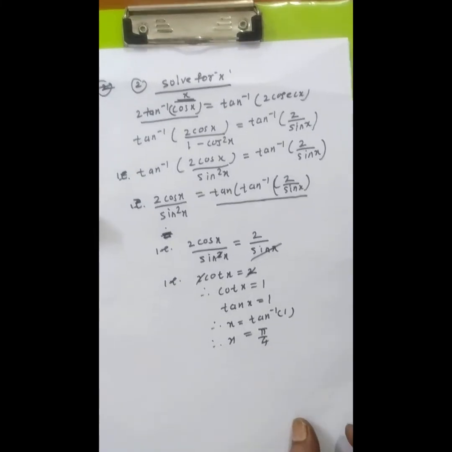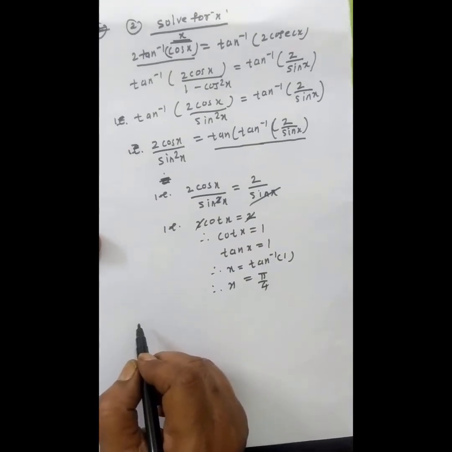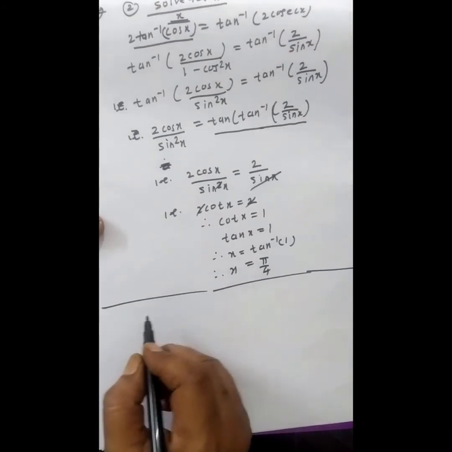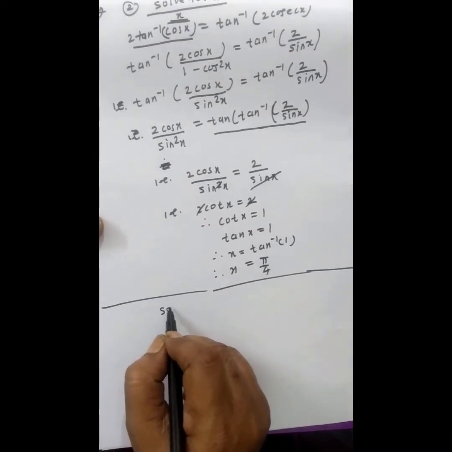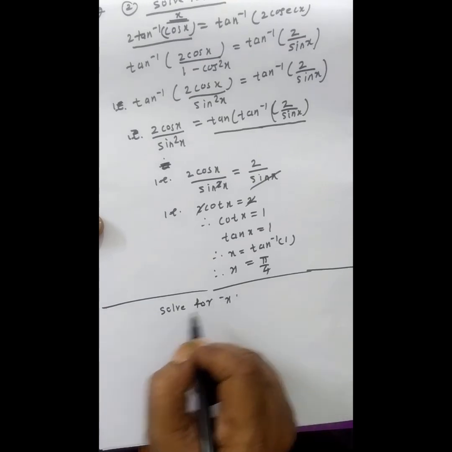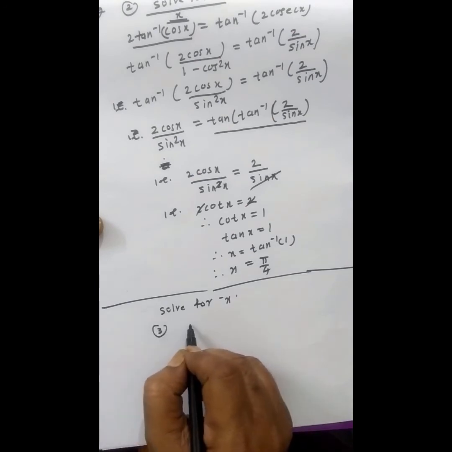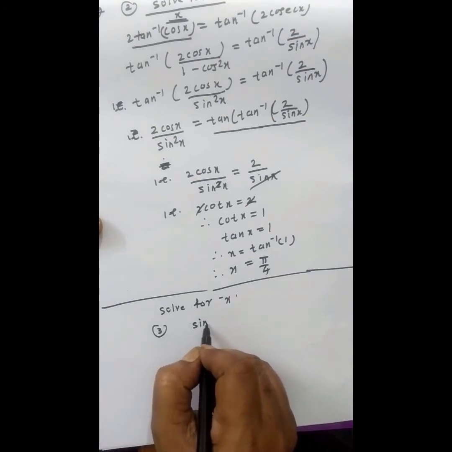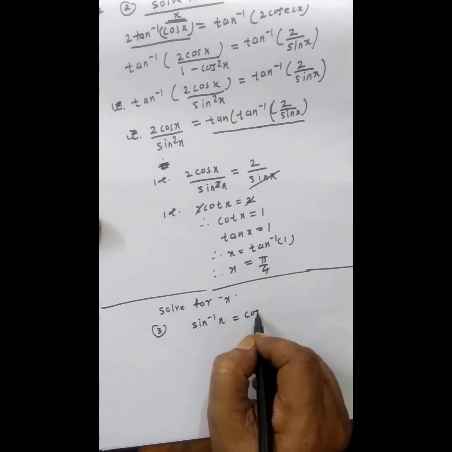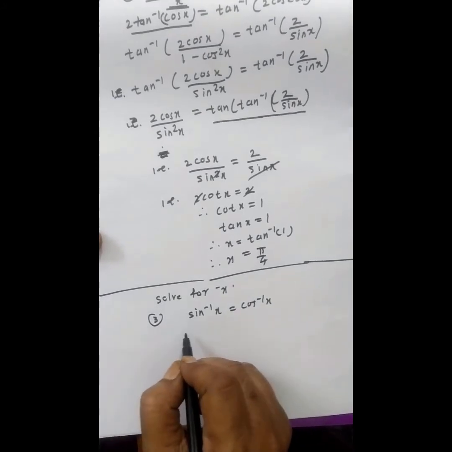So next we can go for one more sum. Same, solve for x. We can write sin inverse of x equals cos inverse of x.